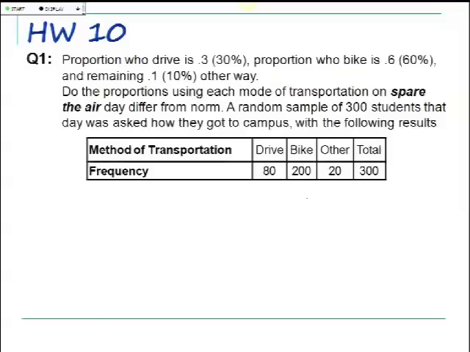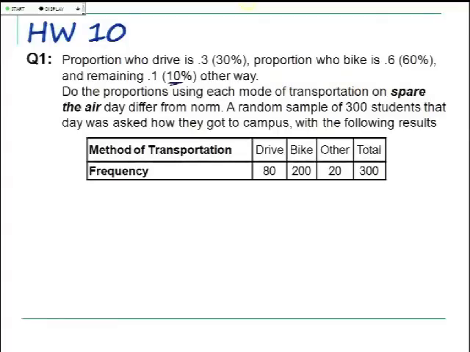Question number one. They state that on a typical day, the proportion of students who drive to campus is 30%. The proportion who ride a bike is 60%. And the remaining 10% come in some other way, walking, whatever, maybe by bus, get a ride.